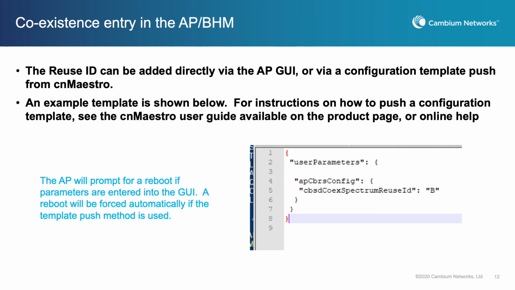Now that your radio is up on R20 or later, we want to also populate the spectrum reuse ID. One way to do this is to add this directly into the GUI, click Save, and then perform a reboot. When the radio comes back up, the next heartbeat request will include the reuse ID, which will update the SAS.